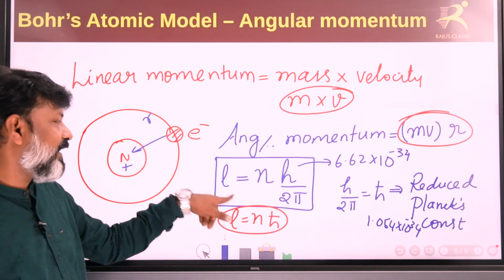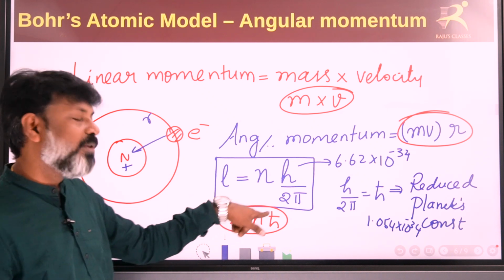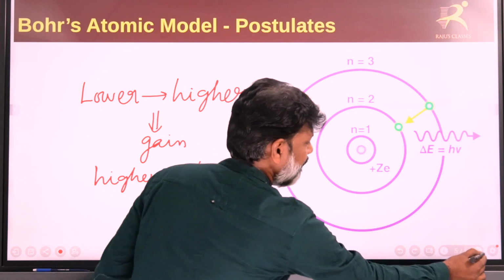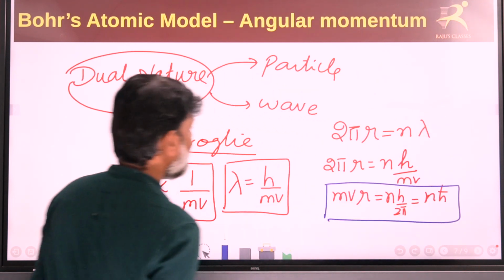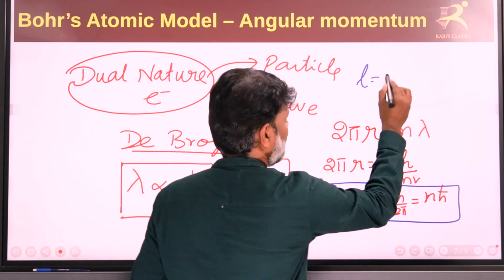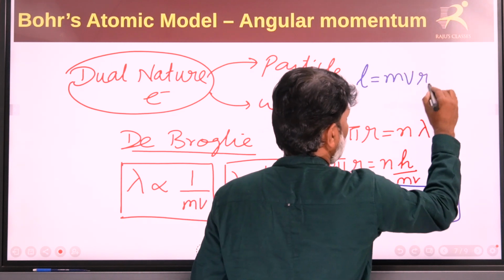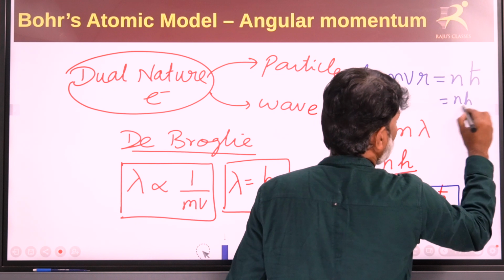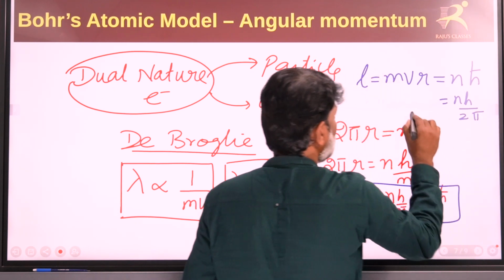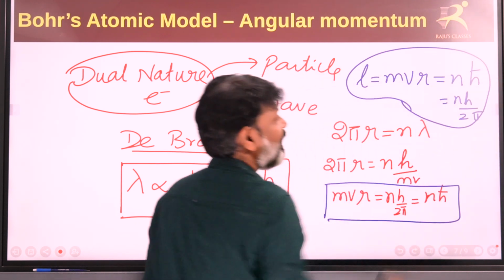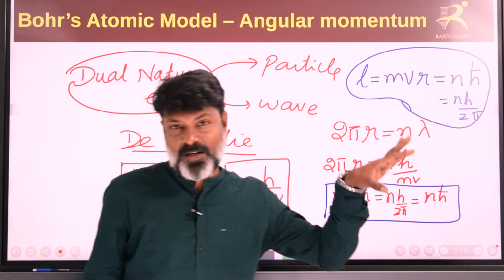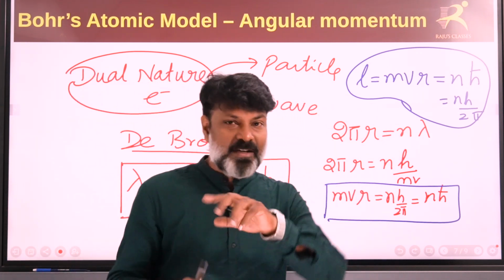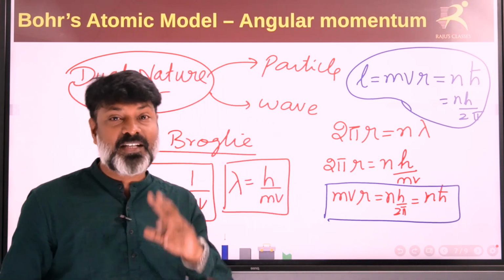In Bohr's model, the angular momentum L is nothing but mvr, which is nothing but n into h bar, or n into h by 2 pi. H bar is the reduced Planck's constant and h is the Planck's constant. So this formula is quite important. In the February 2023 exam, in shift 2, I guess, there was a question related to this. Now let us see what that question is.